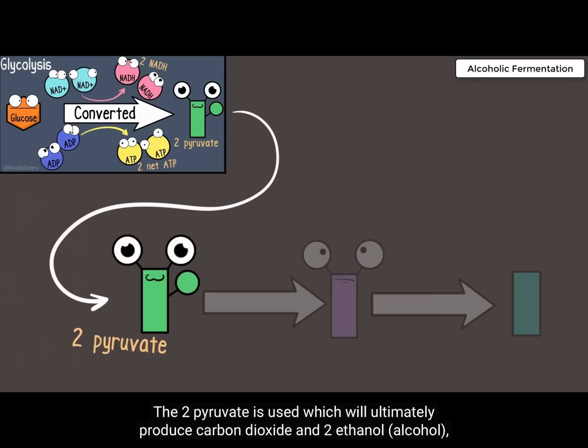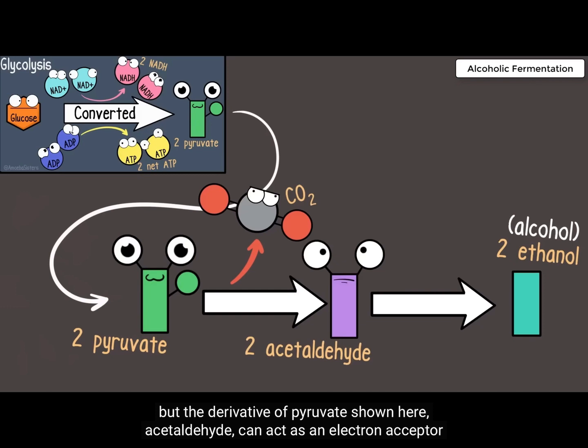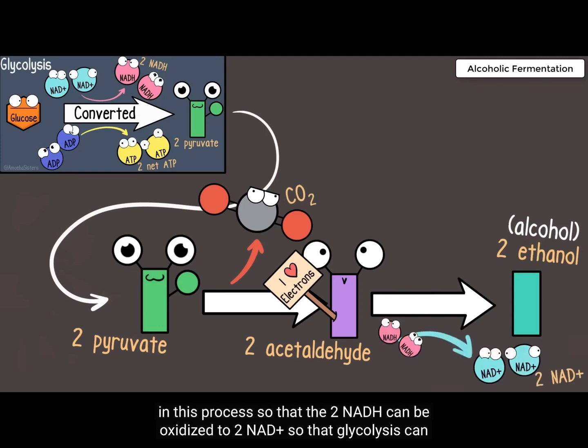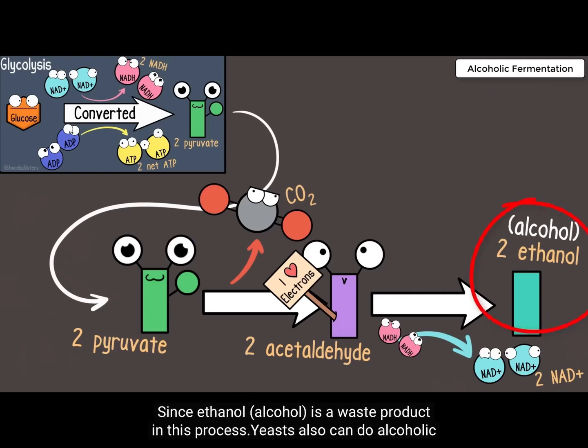The 2 pyruvate is used, which will ultimately produce carbon dioxide and 2 ethanol, alcohol. But the derivative of pyruvate shown here, acetaldehyde, can act as an electron acceptor in this process, so the 2 NADH can be oxidized to 2 NAD+, so that glycolysis can start all over. Since alcohol is a waste product in this process, this is why many yeast are used to produce alcoholic products.